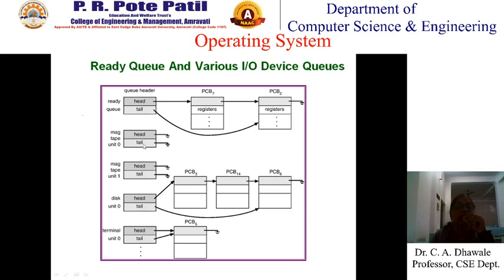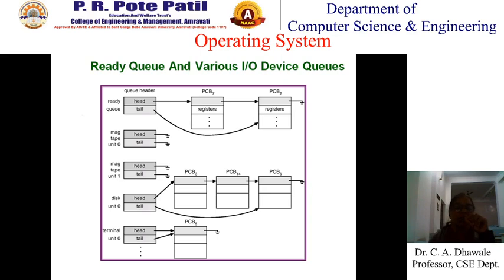Then this is the device queue. Device queue is magnetic tape. Magnetic tape is a device, unit 0. So this is one device. There are no processes in this device queue, head pointing to null, tail pointing to null. Then magnetic tape unit 1, no processes are there, head pointing to null, tail pointing to null. Now disk unit 0, here head pointing to PCB 3 and tail pointing to PCB 6. So there are 3 processes and PCB 6 is the last process.